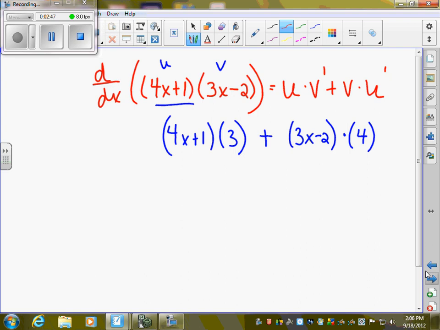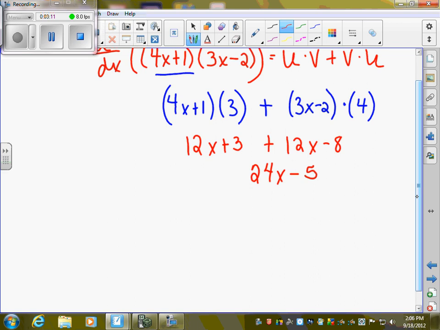And now we're going to do distributive property, and that's going to give me 12x plus 3 plus 12x minus 8. Now combine like terms, I get 24x minus 5. Now here's what I was talking about when I said there's probably an easier way to do this or a quicker way. I want to go back and look at the original problem. 4x plus 1 times 3x minus 2.